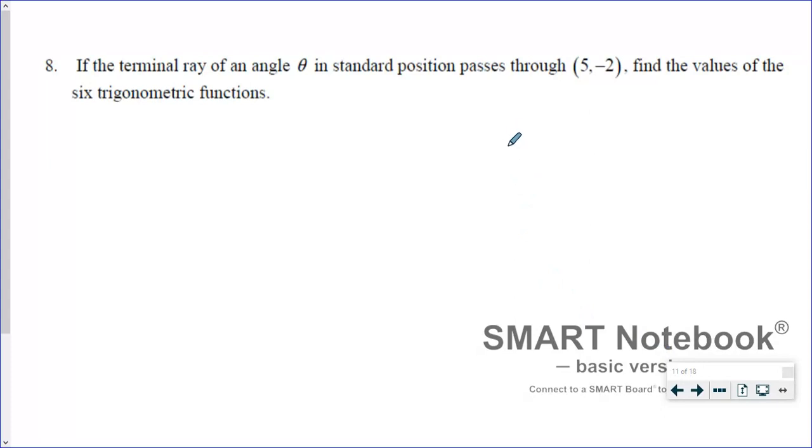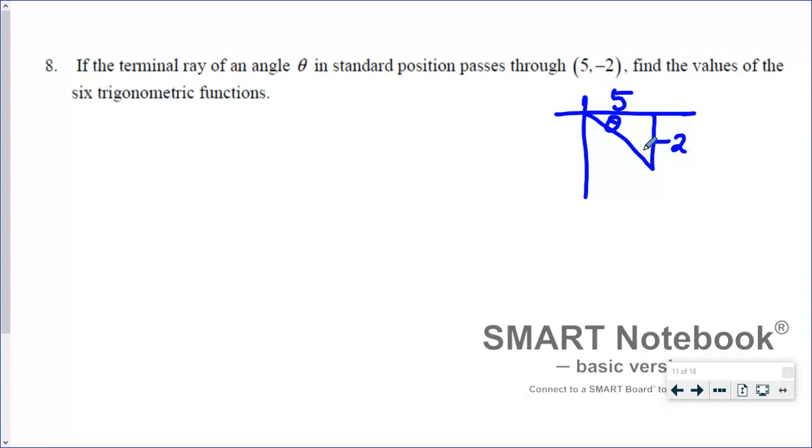All right, number 8. If the terminal ray of angle theta in standard position passes through 5, negative 2, find the values of the 6 trigonometric functions. Well, 5, negative 2 is in the 4th quadrant. I think it's easiest to just draw a triangle. So in the 4th quadrant, here's my triangle, here's my theta. 5 tells me to go to the right 5, negative 2 tells me to go down 2.